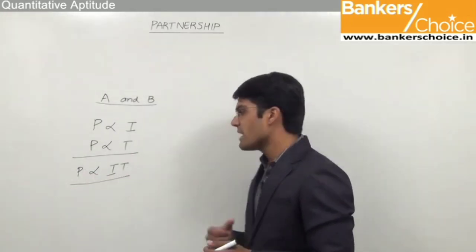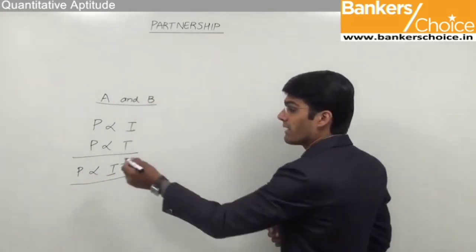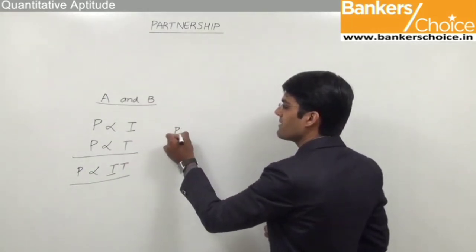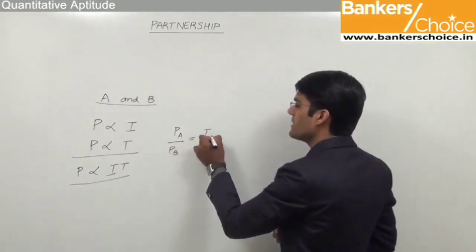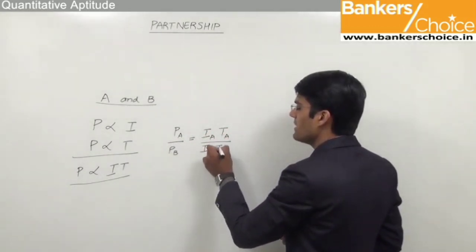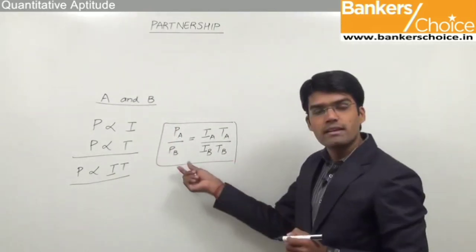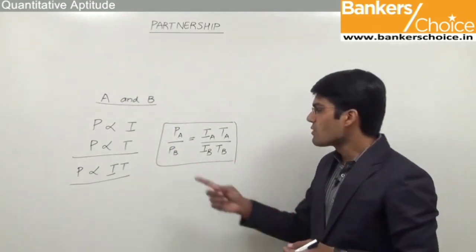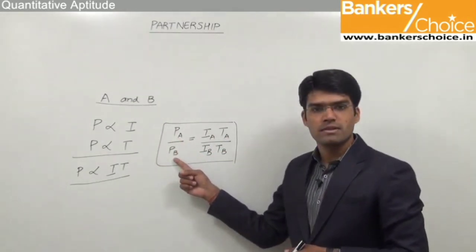And from this proportionality, we can understand that if there are two persons A and B, the ratio of the profit should be taken as profit of A by profit of B is equal to investment of A into time of A's investment divided by investment of B into time of B's investment. So this is how we are supposed to divide the profit between two partners. So PA is nothing but the profit of person A, PB is nothing but the profit of person B.